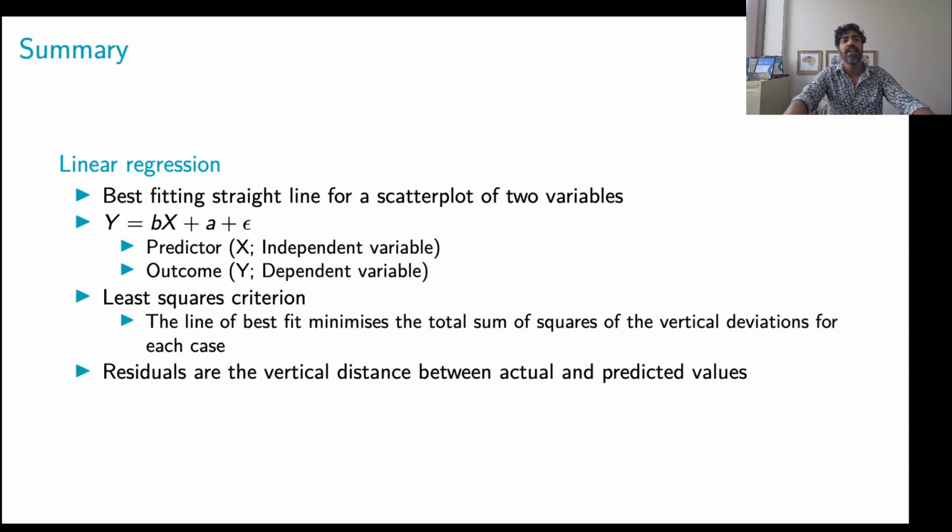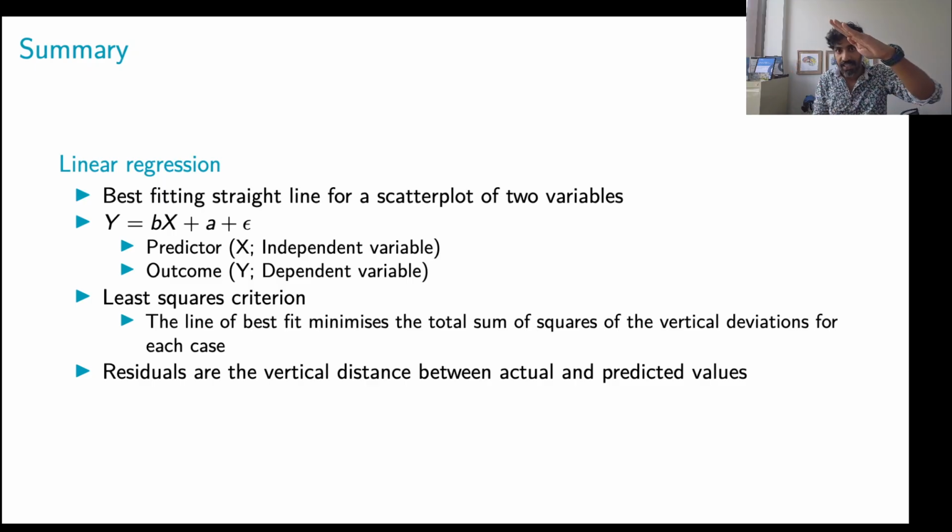Linear regression is the best fitting straight line for the scatter plot of two variables. We have this formula, which is y equals bx plus a plus e, which is your error term. A is where it intercepts the y-axis, b is our slope, x is our independent variable, and y is our dependent variable, or predictor and outcome, depending on which terminology you use. The least squares criterion is the line of best fit, which minimizes the total sum of squares of vertical deviations for each case. The main takeaway is that the least squares criterion picks the line that fits the data points best, to minimize the error as much as possible.